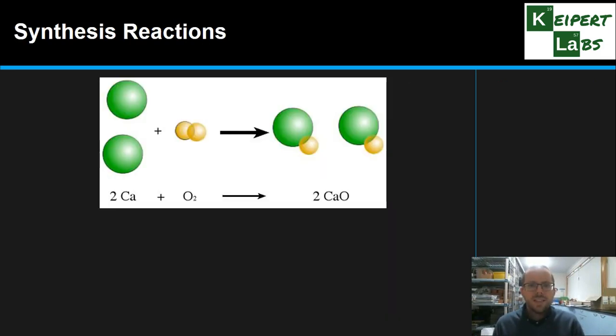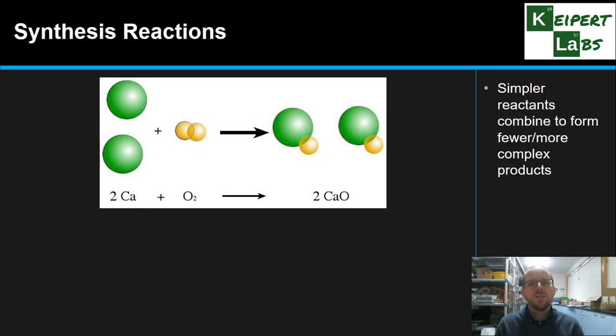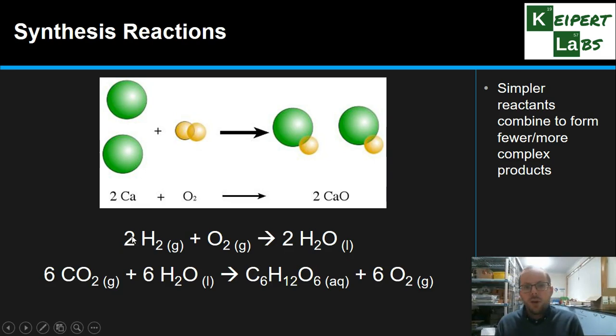So let's firstly look at synthesis reactions, sometimes called combination reactions. Synthesis reactions involve simpler reactants combining or joining together to form fewer or more complex product molecules. Okay, so we're taking calcium atoms and oxygen atoms and joining them together to synthesize or create calcium oxide, CaO. Now, depending on exactly the situation, we might be taking elements and joining them to make compounds. We might be taking simpler compounds and joining them together to make more complex ones.